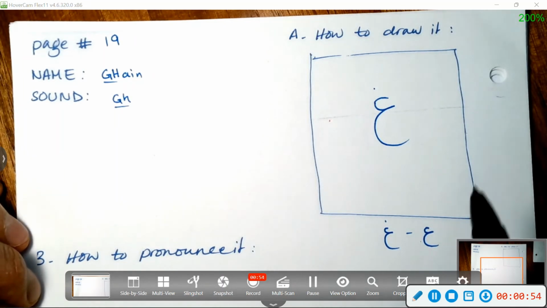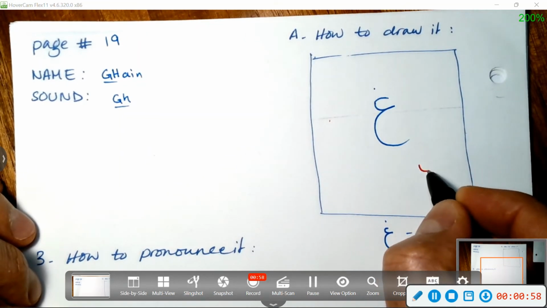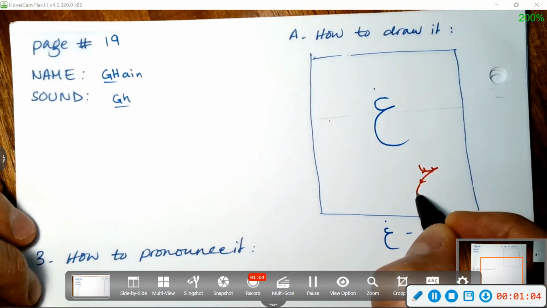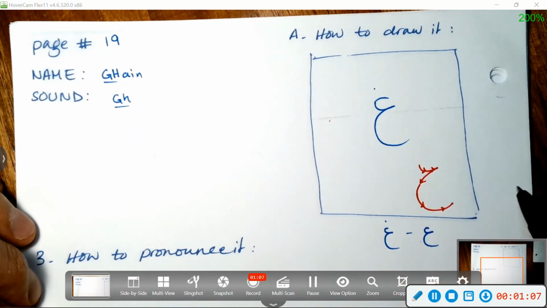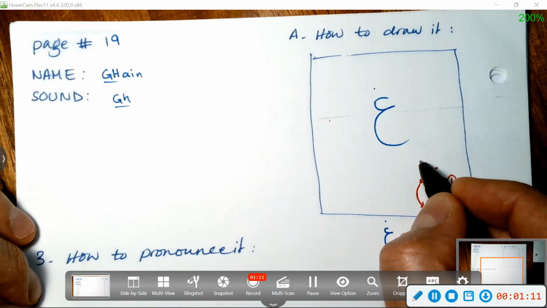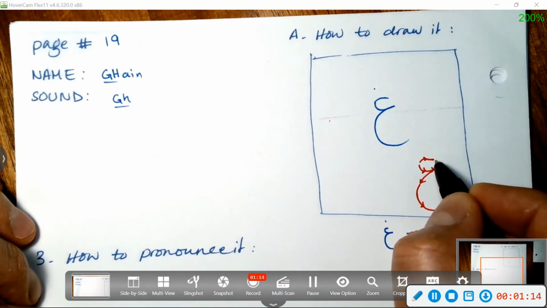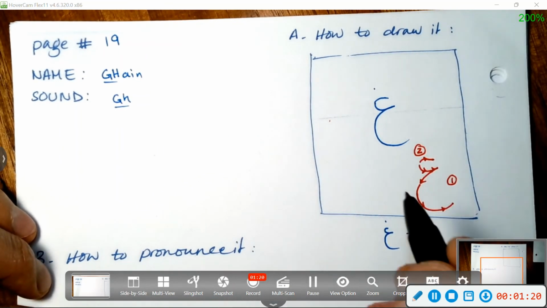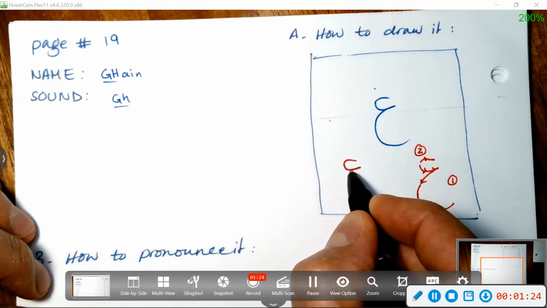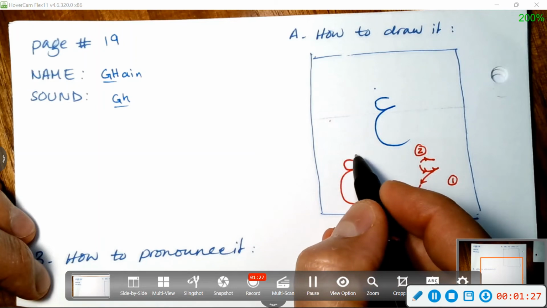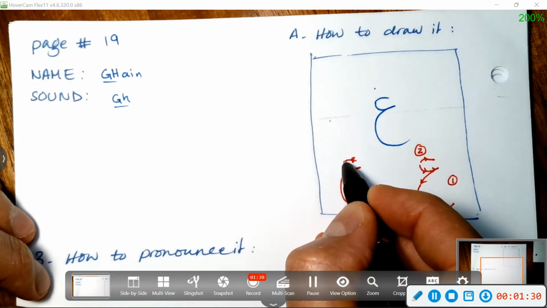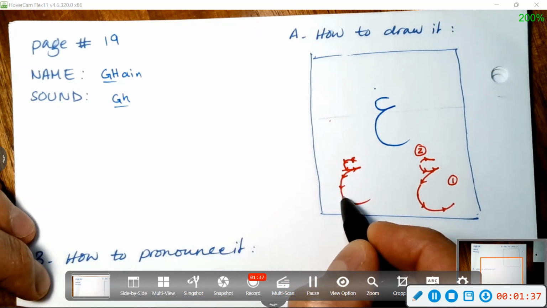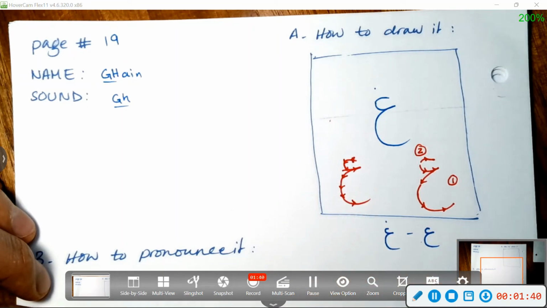And as we said, you can write it in two ways. Either start from here and then go all the way this way, that's 1, and then 2, draw the top one, or everything together, starting from here and going down all the way to the end.